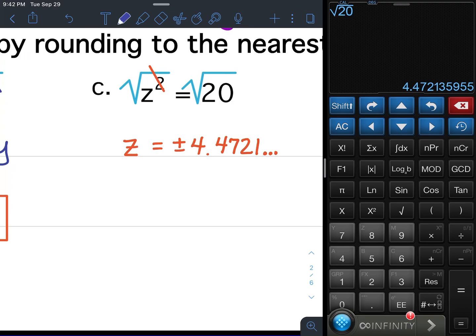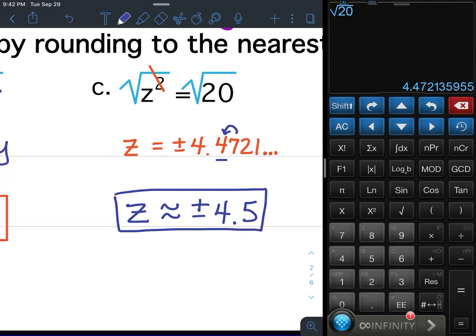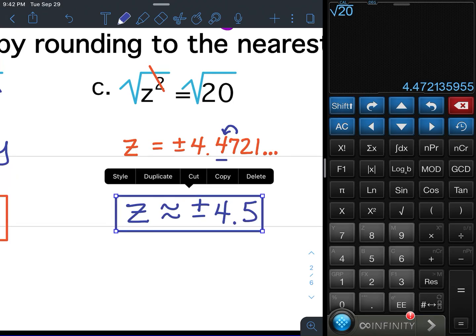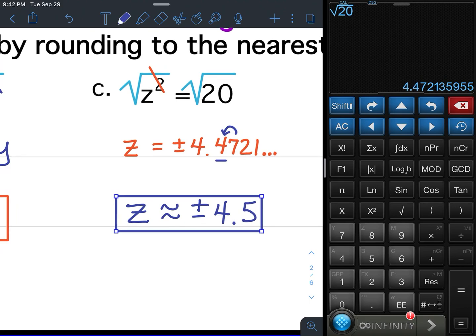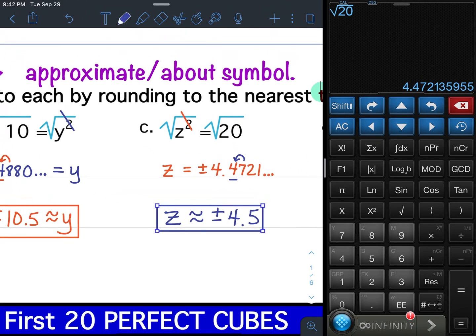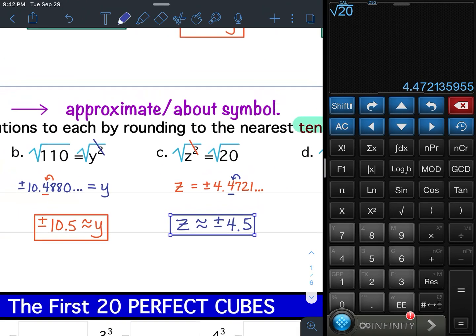And now we're going to round that to the nearest tenth. So the 7 would push the 4. So z is approximately positive and negative 4.5. Okay, take a moment, pause your video, and try D. Try doing problem D all on your own.